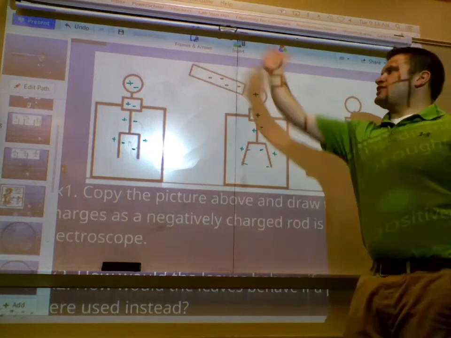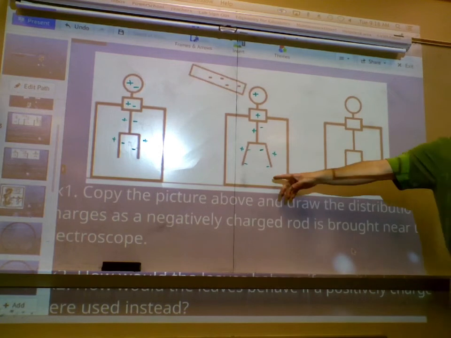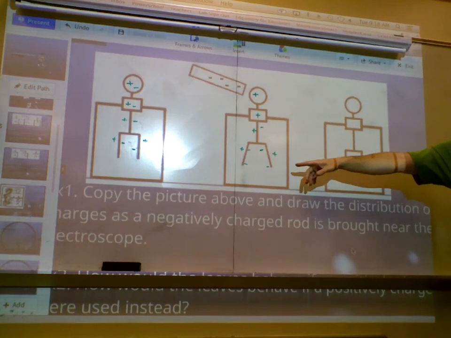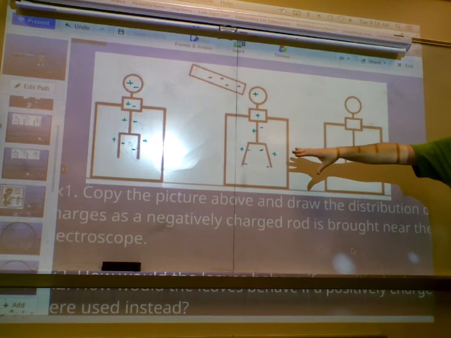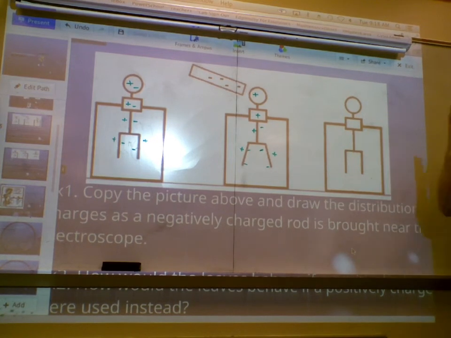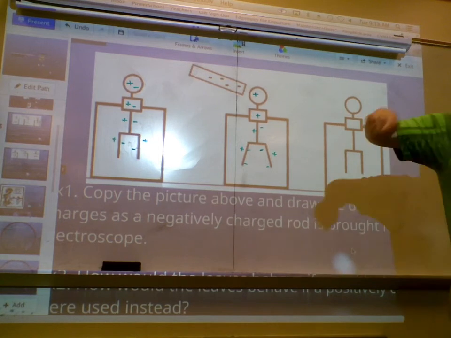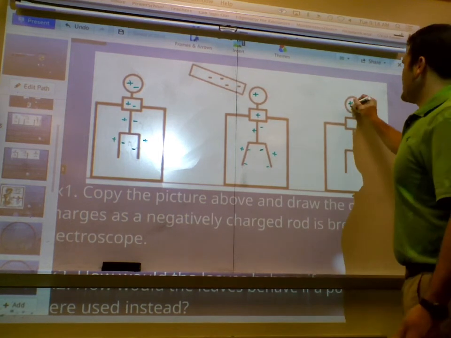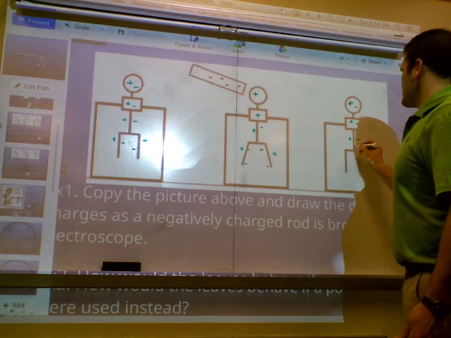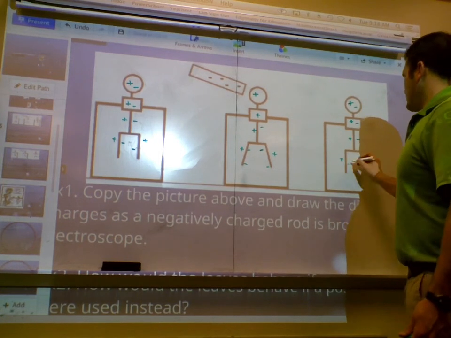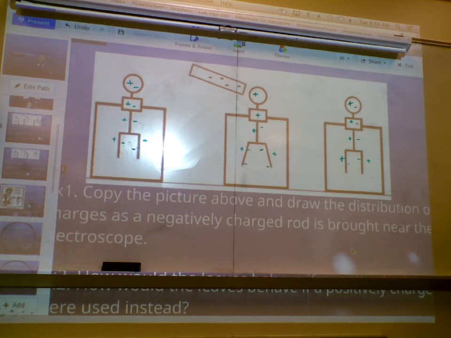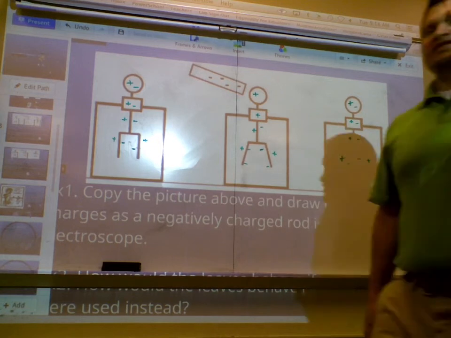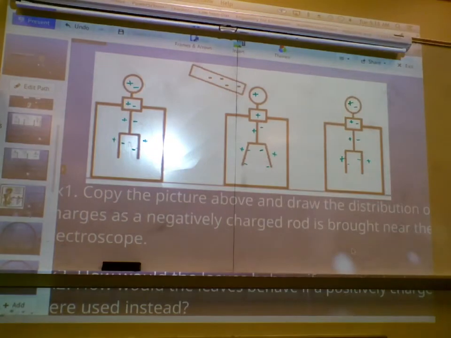Then when the negative rod gets pulled away, what happens to these negative charges? Do they stay where they were? No. They move back up, right? Because remember when I brought the rod close to the electroscope but I didn't touch it, once I took the rod away, the leaves went back to normal. So what that means is that the negative charges then evenly distribute like they were before the rod even came by. Does that make sense, guys? Yes, it does.